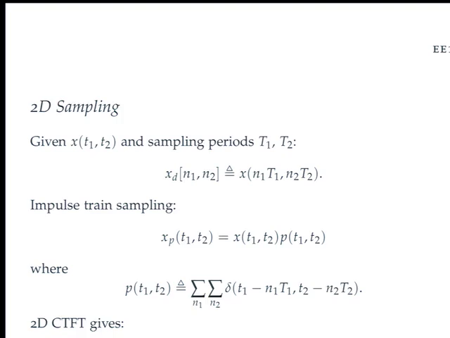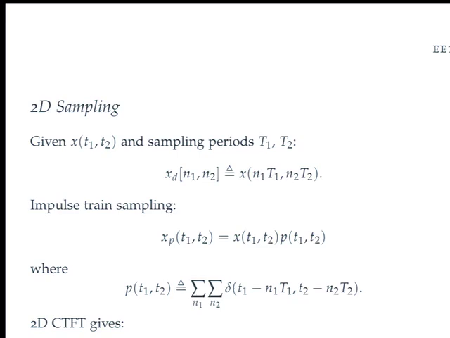You can choose T1 in the little t1 direction, and you can choose another capital T2 in the other direction, right? And the impulse train sampling could then be described as the multiplication of x with an impulse train. Now the impulse train is not a 1D thing. It is more like, imagine a function of 2 variables, t1 and t2. So you're going to have needles coming out, T1 apart here, right? But also T2 apart here in this direction. So it's like a grid, right?